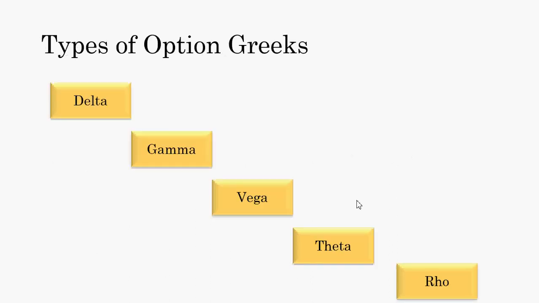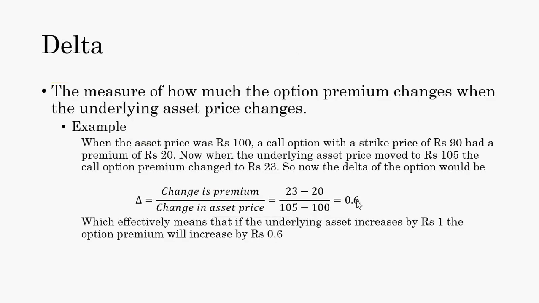You have five different types of option Greeks. They are delta, gamma, vega, theta and rho. We look at each of these Greeks now. The first one is delta.